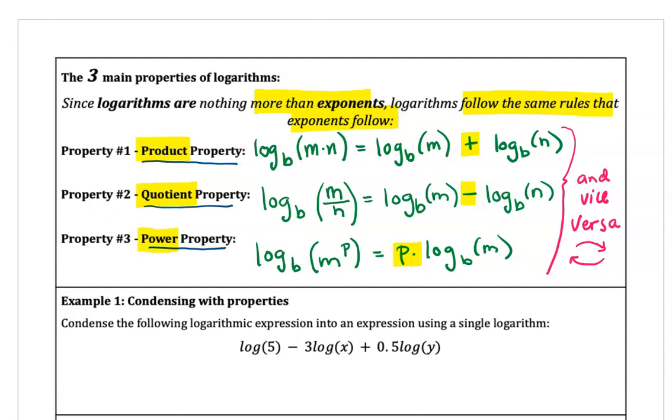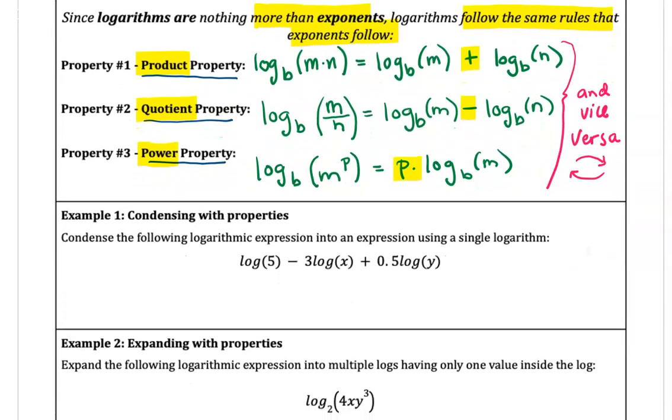But I could also go backwards. So if I was adding two logs, I could put them back together again into one log using a product inside the log. If I was subtracting two logs, I could put them back in the log using division in the log. And then if I had a coefficient of something outside of the log, that can become the exponent of the thing inside the log. So I can use these properties in either order.